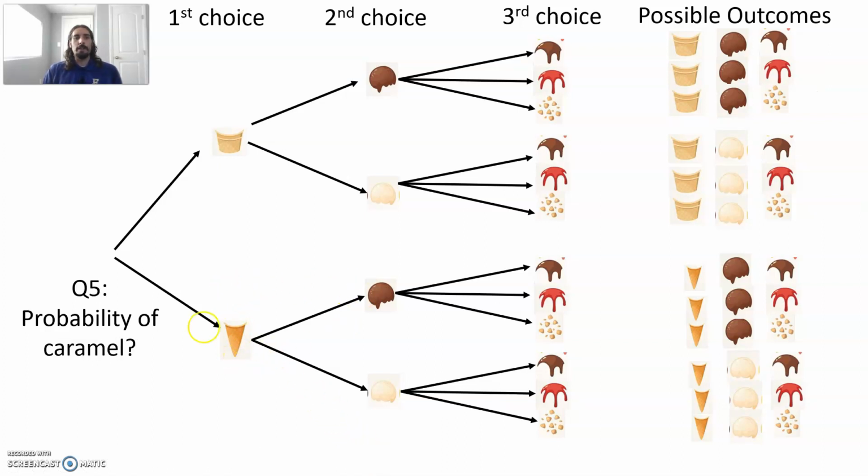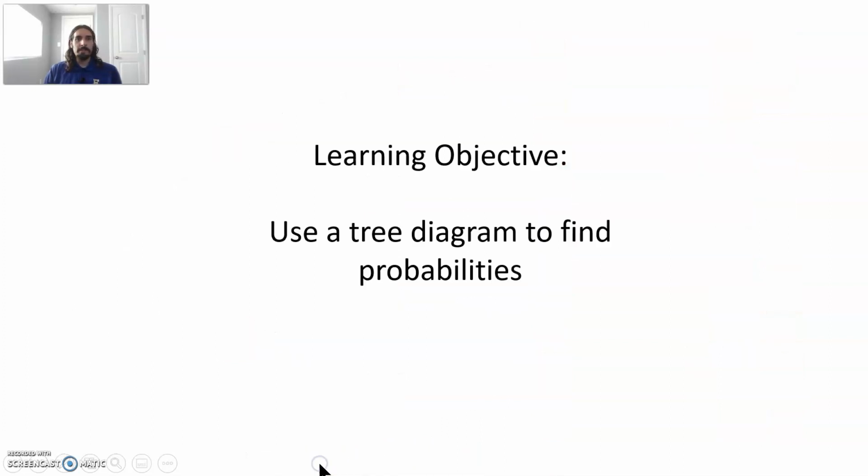And then lastly, question 5, probability of caramel. Well, let's think about it. Do any of these have caramel in them? You might be shaking your head saying no. Well, that can happen in probability. So what's my probability of getting caramel? 0. There are no possible outcomes that have caramel in them, and so our decimal would just be 0 as well. So with those examples, hopefully you have a basic idea of how we can use a tree diagram to find probabilities.